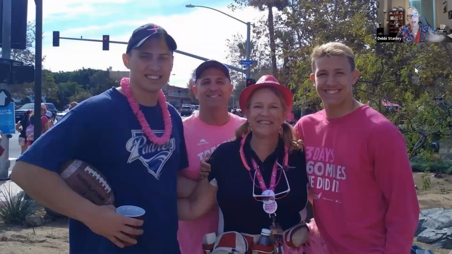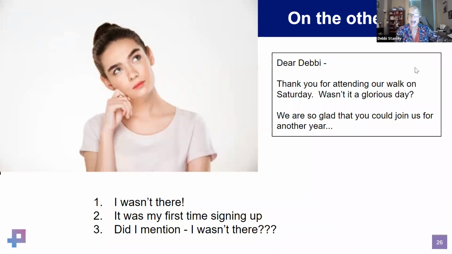Now, on the other side of the coin, I received this letter from an organization. Thank you, Debbie, for attending our walk. What a glorious day it was. We're so glad you could join us for yet another year. Okay, so first of all, I wasn't there. I blew it off. I raised $2,500. There was a beer festival in Hillcrest, and it was a glorious day. So I decided to go to the beer festival instead. Number two, I had never been there before. So why were they thanking me for signing up for another year? And again, did I mention I wasn't there?